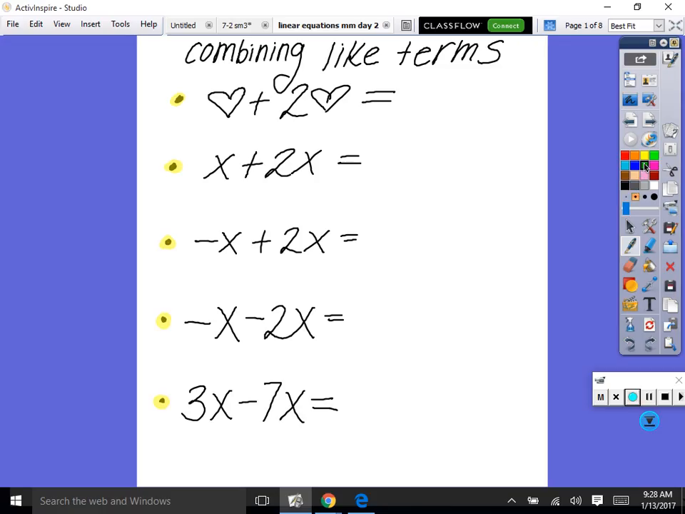Combining like terms. I don't want you working on the worksheet. Just watch for a minute. You're going to have plenty of time. You'll finish that in class. Just calm down and look up here.